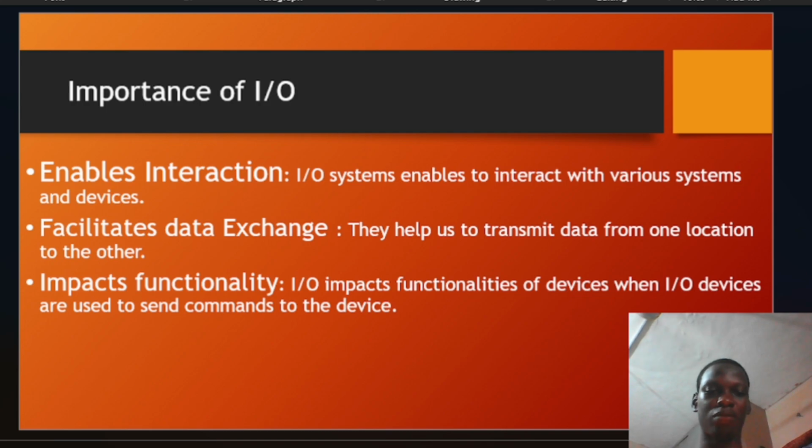or your I/O system. Now, I/O systems facilitate data exchange. I/O helps us to transmit data from one location to the other. We have some types of I/O devices like the networking and the storage devices. So we can store data on these I/O devices and then transmit them to different locations using your network I/O devices.